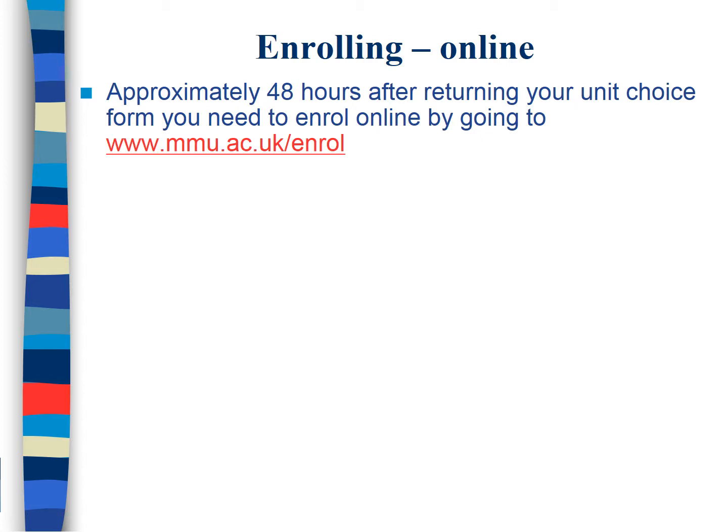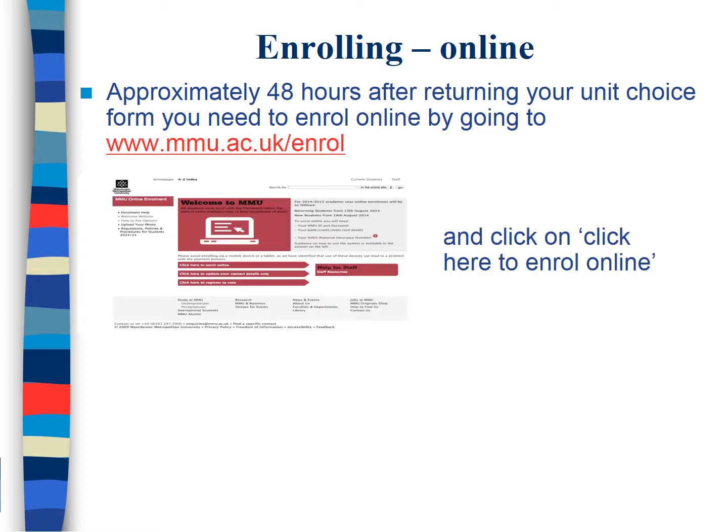As mentioned earlier, you need to go through a formal enrolment process, and to do so, your unit choices must be returned so your student record can be set up. Approximately 48 hours after returning this form, you need to go to Enrol Online. And you do this by going to the Enrol web address noted on screen. Select Click here to enrol online.